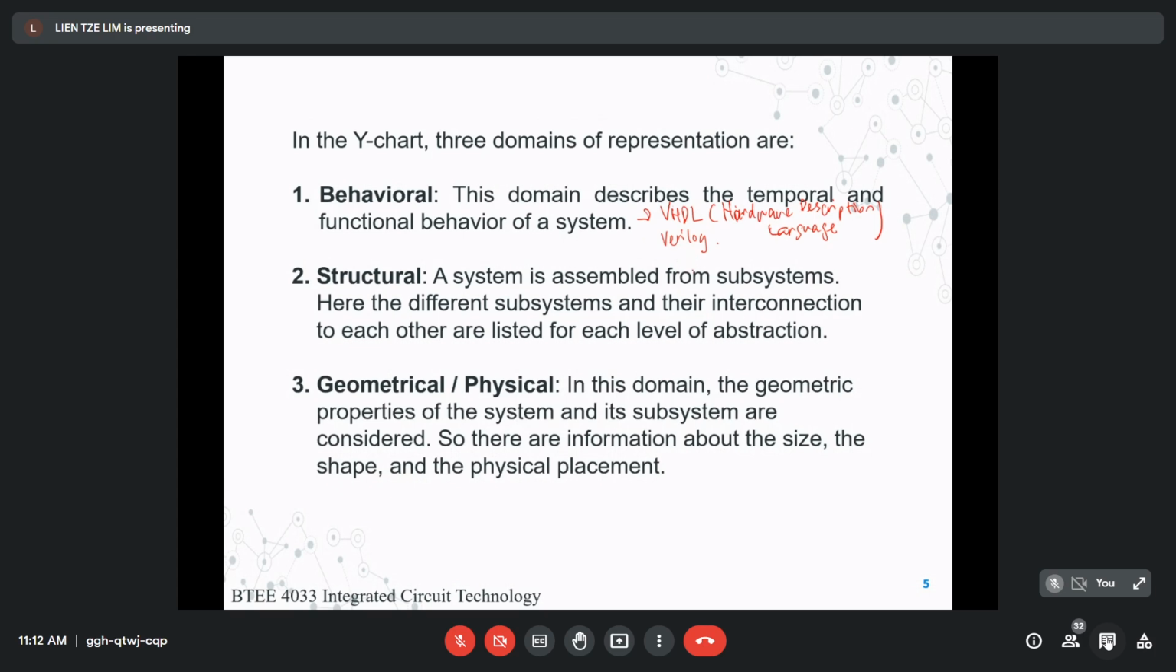Another domain is structural. Structure means the structure of the system. A system is assembled from subsystems. Here, the different subsystems and their interconnections to each other are listed for each level of abstraction. And then for the geometrical layout or physical layout, the geometric properties of the system and its subsystems are considered. So there is information about the size, the shape, and the physical placement.